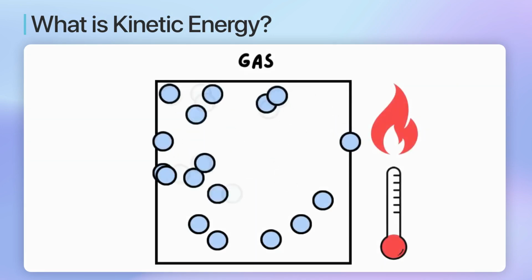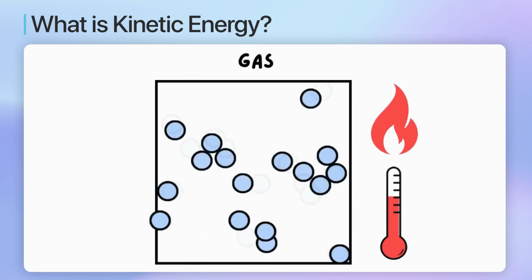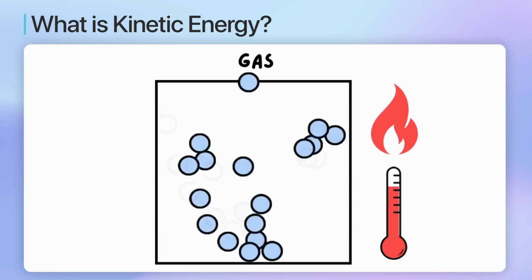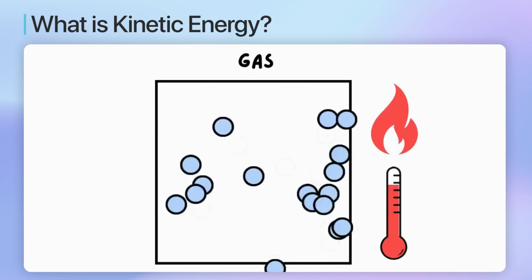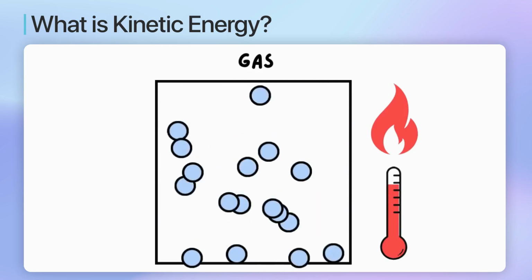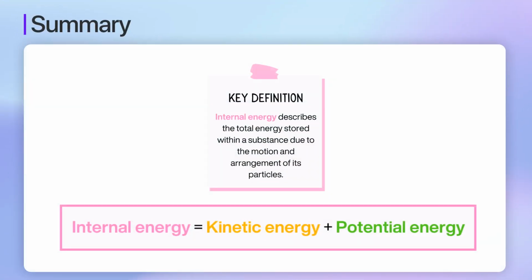Additionally, the kinetic energy of particles increases with temperature. For instance, when you heat up a gas, its particles move faster, thus increasing their kinetic energy. Let's look at the overall internal energy in different states.